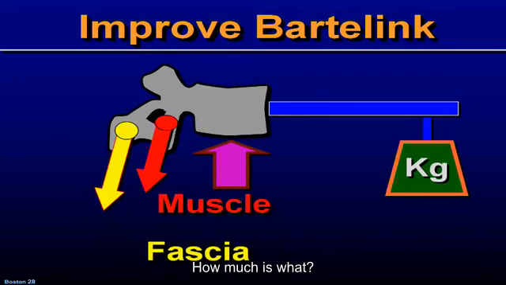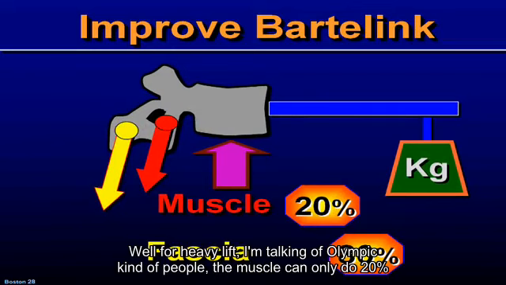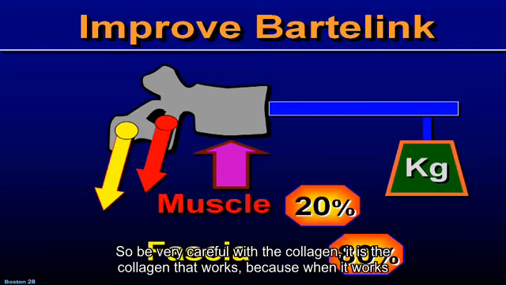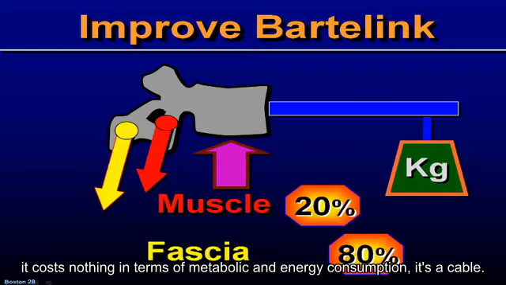How much is what? Well, for heavy lifts, I'm talking of Olympic kind of people, the muscle can only do 20% of the job, the fascia 80%. So be very careful with the collagen. It is the collagen that works. Because when it works, it costs nothing in terms of metabolic and energy consumption.